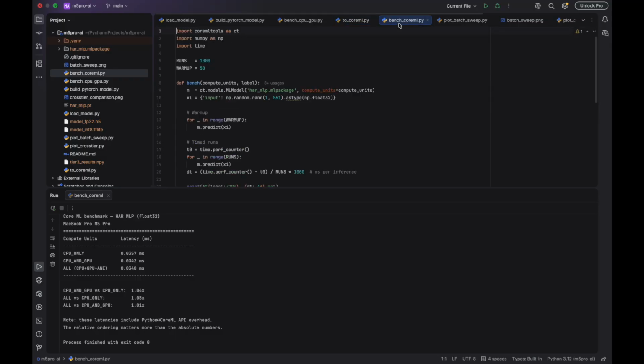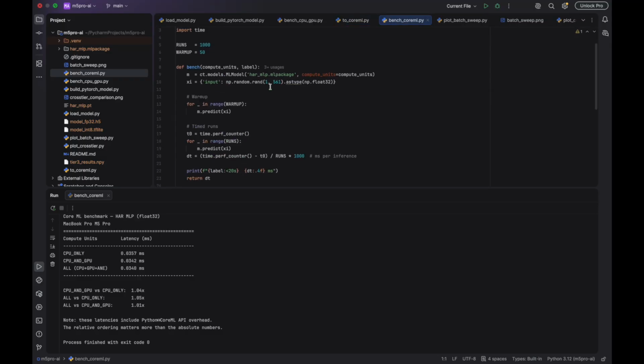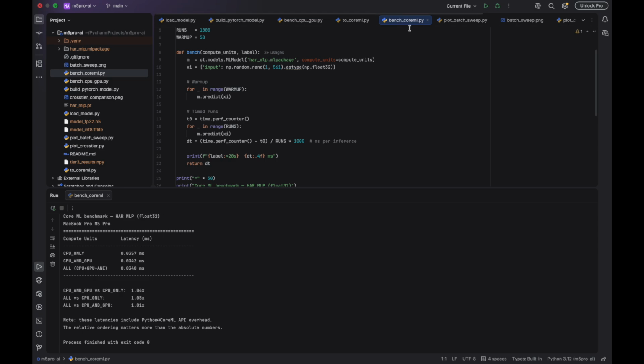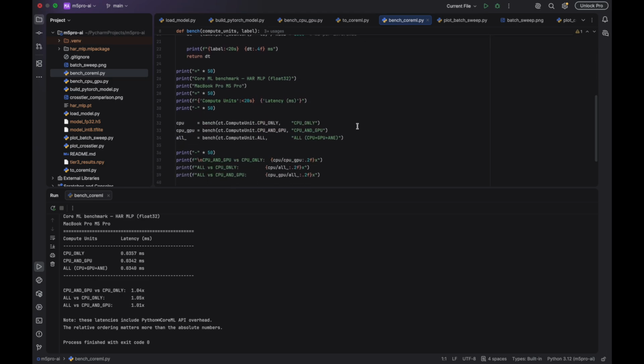CoreML also does not behave the way the API initially suggests. It does not accept an instruction specifying which compute unit to use. It accepts a permission, and its own scheduler decides what to use within whatever it has been allowed. So this measurement reports what the scheduler chose, not what was requested.